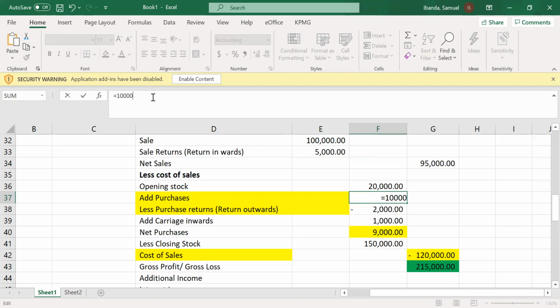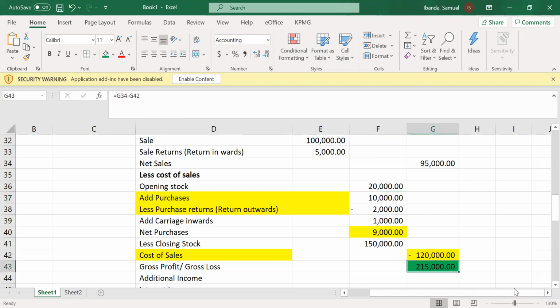In case they are telling me that my purchase returns of 4.5 were not accounted for, let's account for them and see how this profit is going to change. Currently, we have a profit of 215. And let's say this is what they accounted for in the purchase returns without accounting for the 4.5. Let's now account for the 4.5.